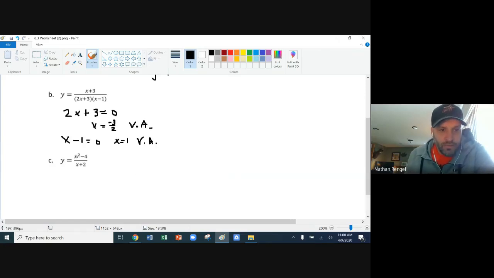On to part C. In our numerator, we've got an x squared minus 4, x plus 2. We'll see a lot of these whenever you have 2 terms in a subtraction, and then you're looking for if it's a perfect square, which 4 is. The square root of 4 is 2. That's a difference of squares, which is going to factor into x plus 2, x minus 2.